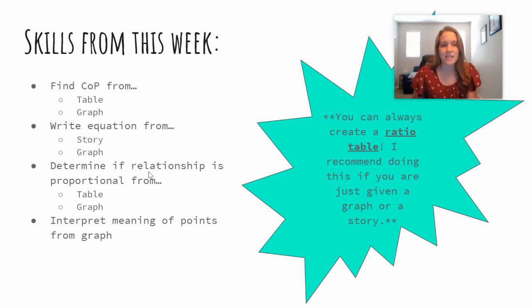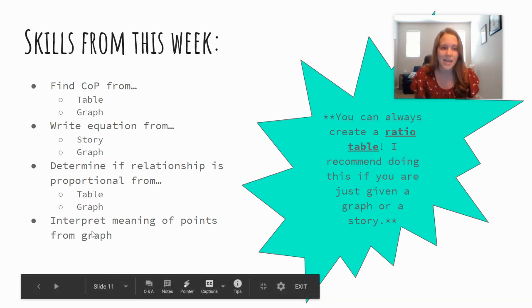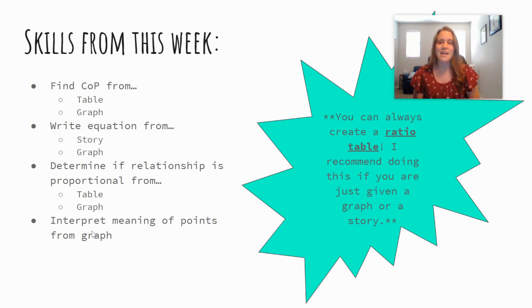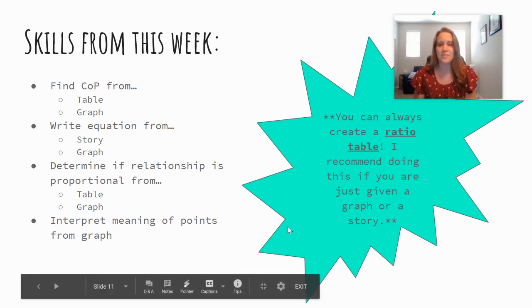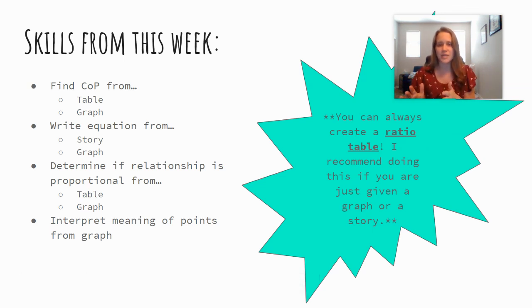We're also determining if a relationship is proportional. That's what we did today from a table and from a graph. And what we did yesterday, we're going to interpret the meaning of points on a graph, okay? I recommend always that you create a ratio table. If you're just looking at a graph or a story especially, go ahead and transfer it into a ratio table because you 7th graders are so proficient at ratio tables. We all do better when we draw them. So take that extra moment to do that. If you're stuck, do that and you'll be able to figure it out and get the right answer.